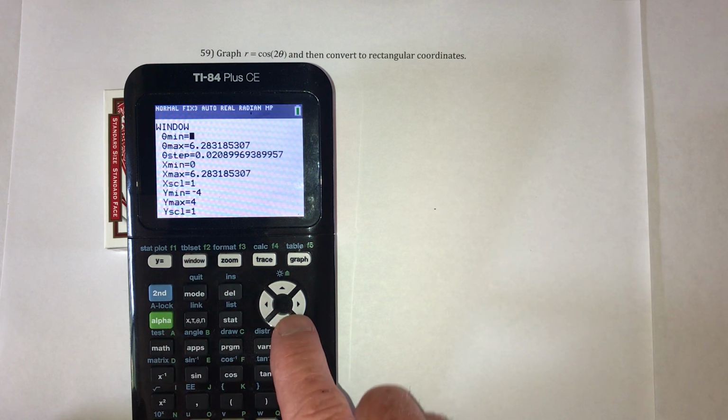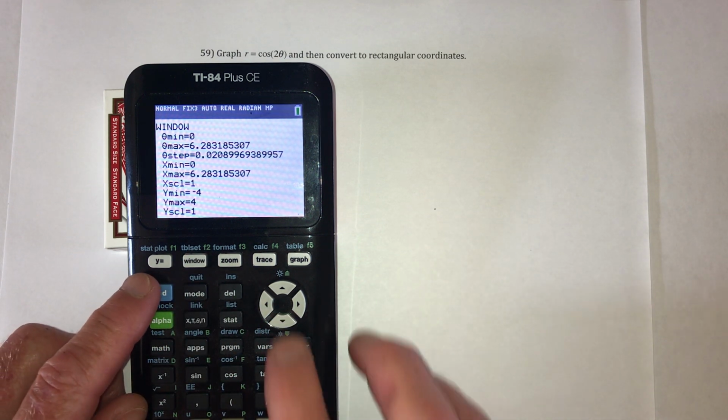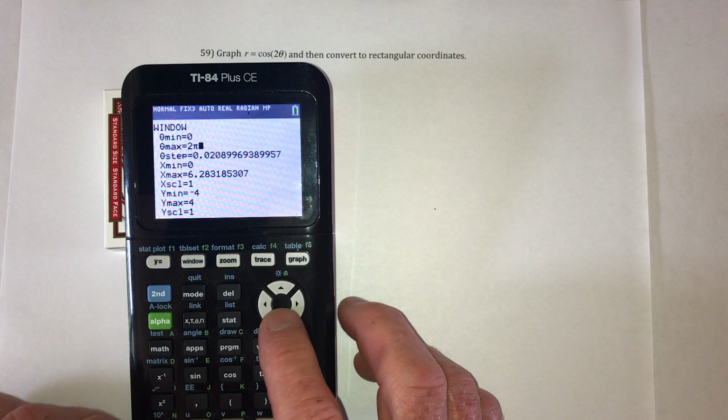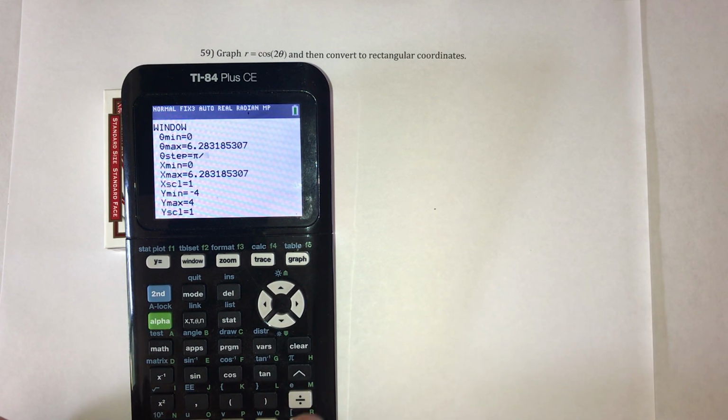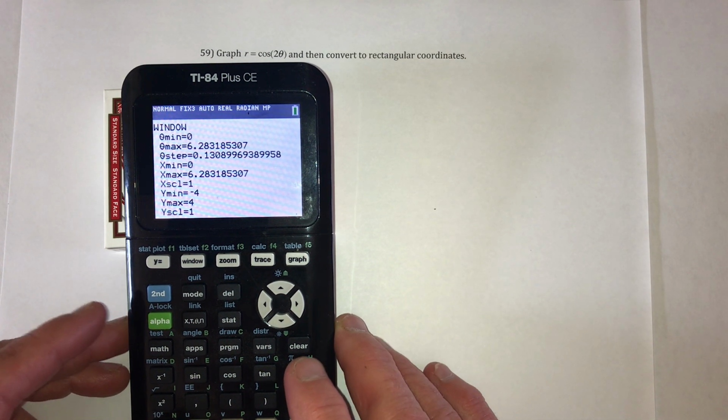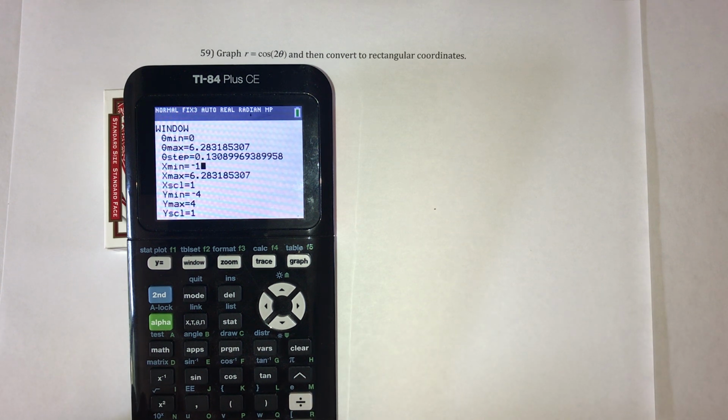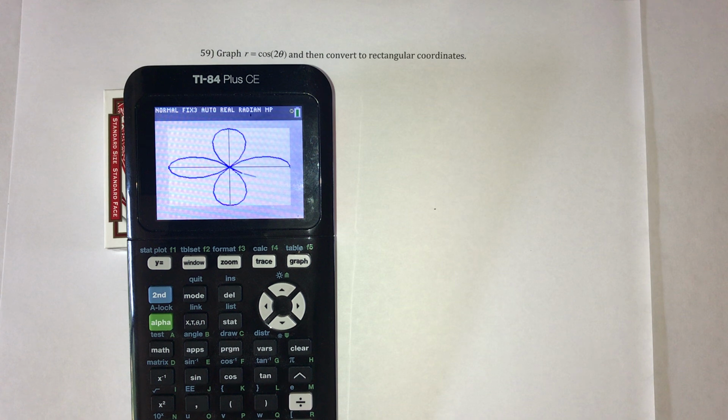And for the window, have theta go from 0 to 2 pi. For the step, that's usually pi divided by 24 to begin with. And then x's and y's. Well, cosine ranges between -1 and 1, so I'm going to put both x and y range between -1 and +1. And then take a look at the graph, and it makes a nice 4-petaled flower. It's a 4-leaf clover.